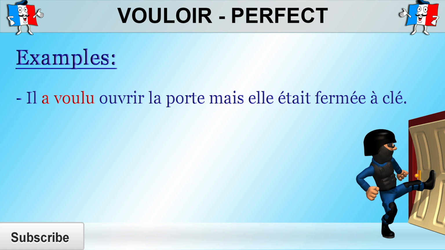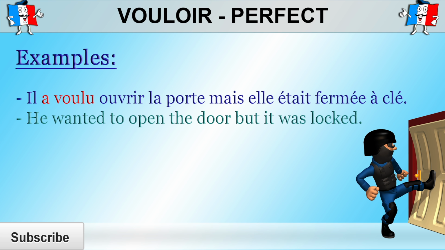Il a voulu ouvrir la porte, mais elle était fermée à clé. He wanted to open the door, but it was locked. So again, passé composé, very brief and sudden wish of opening the door. It started when he got to the door and it ended when he realized that it was locked. So, very brief indeed. So what this really means is he tried to open the door, but it was locked.